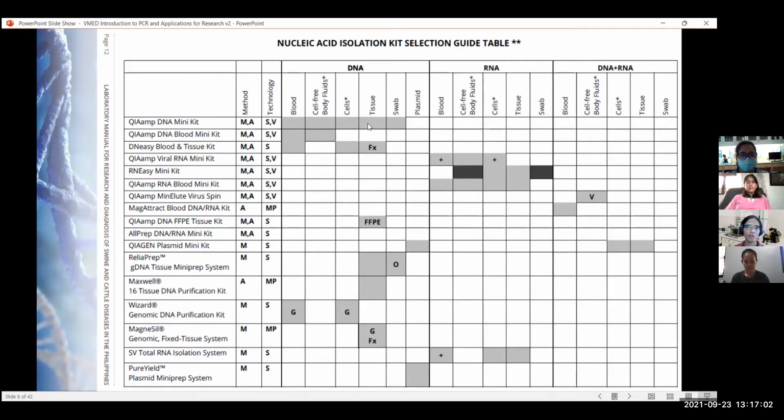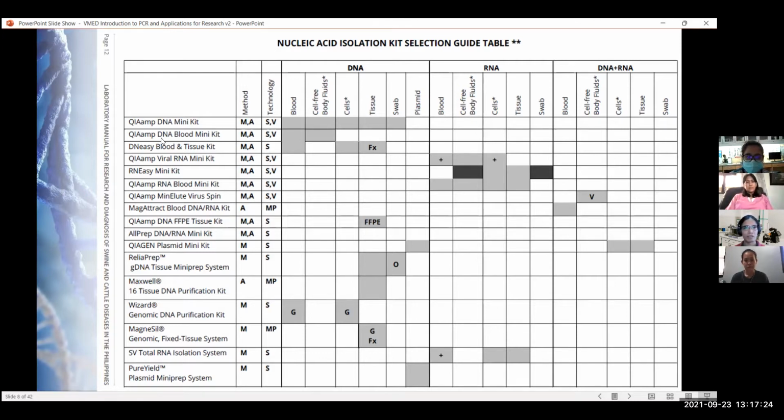So the main takeaway here is that when you graduate and you work in a laboratory and you do DNA RNA isolation, you need to be careful in what you purchase because there are a lot of kits available in the market and each of them have their own purposes. So yun lang yung takeaway dito sa table.